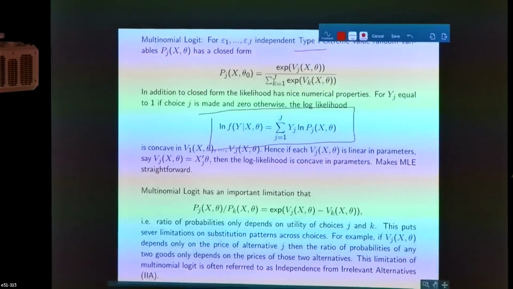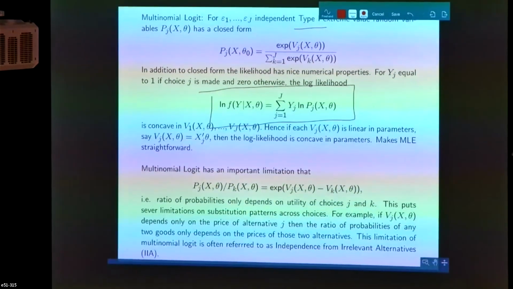And for multinomial logit, this is concave. And so that's a really nice feature. It makes maximum likelihood straightforward. If each of these Vj's is linear in parameters, then the log likelihood is concave in parameters, and you can just get maximum likelihood.